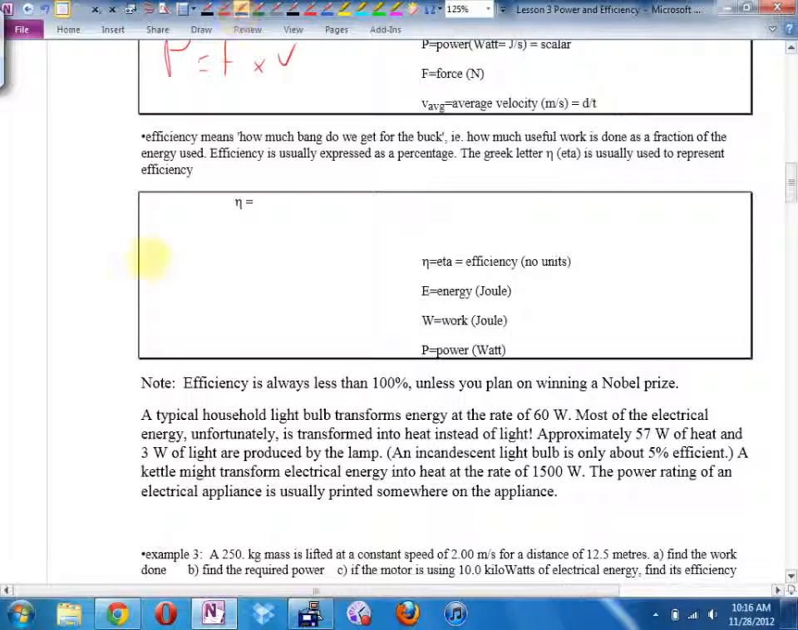Efficiency is defined as how much work you got out divided by how much work you put in. Or how much power you got out divided by how much power you put in. Or how much energy you got out divided by how much energy you put in.